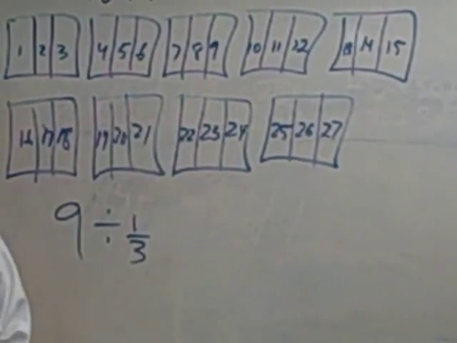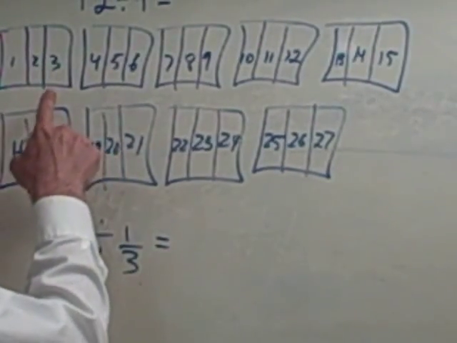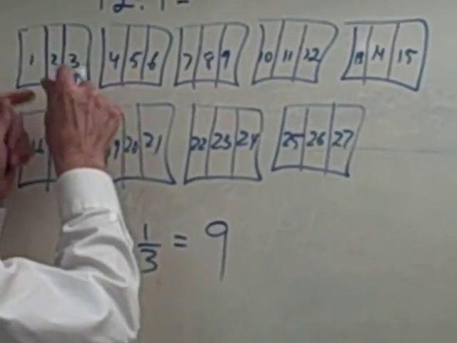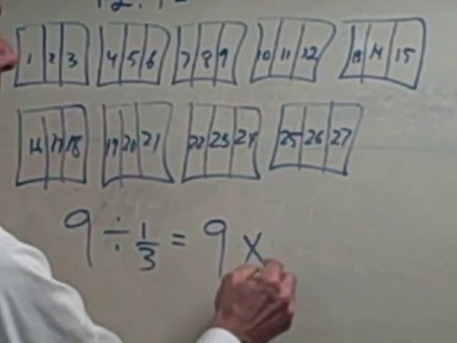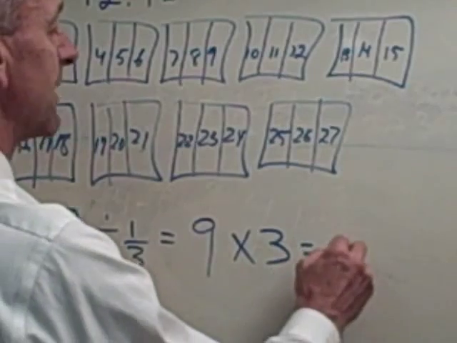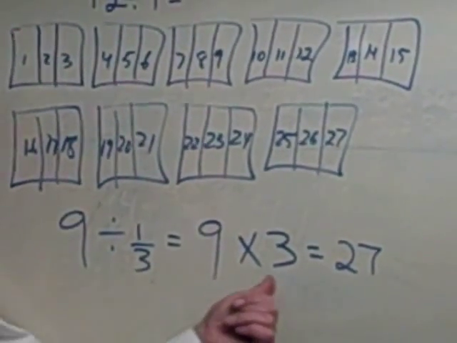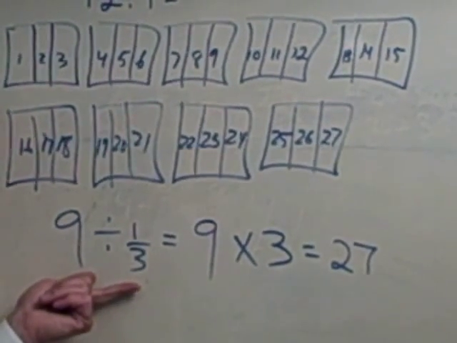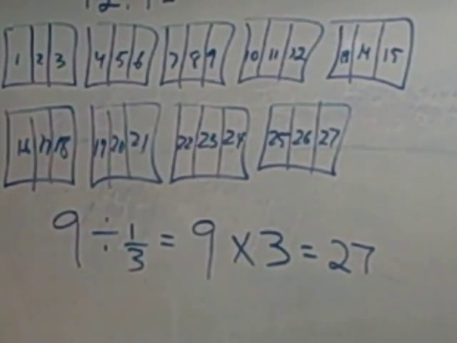But that's not what we did. What we ended up doing was we took the 9 packages, cut them each into 3, and for each package there are 3, so that's 9 times 3. And we got 27. So here's the thinking we did. Here's our answer. But here is the situation. How many 1/3 are there in 9?